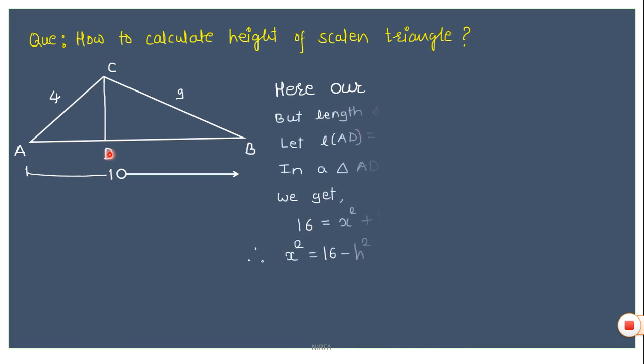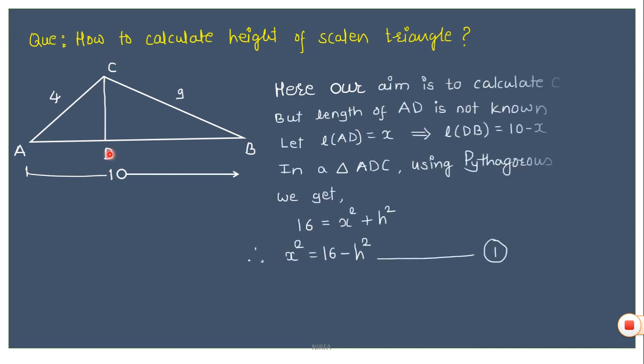So here, the aim is to calculate the height of the triangle, that is the length of CD. Let us denote it by h. But the length of AD is not known, and that's why let us consider the length of AD is equal to x. So the total length of AB is 10. I have supposed AD is equal to x, then automatically the length of DB will become 10 minus x.